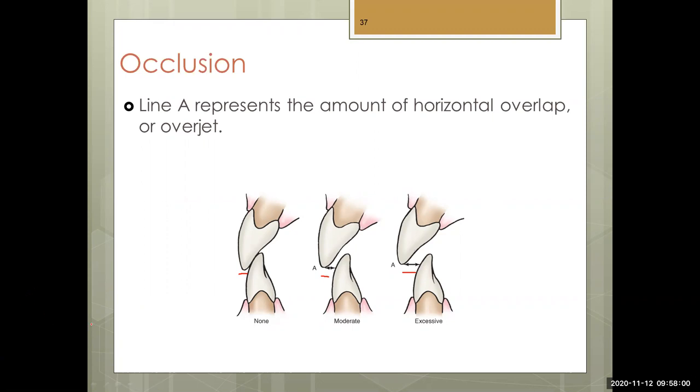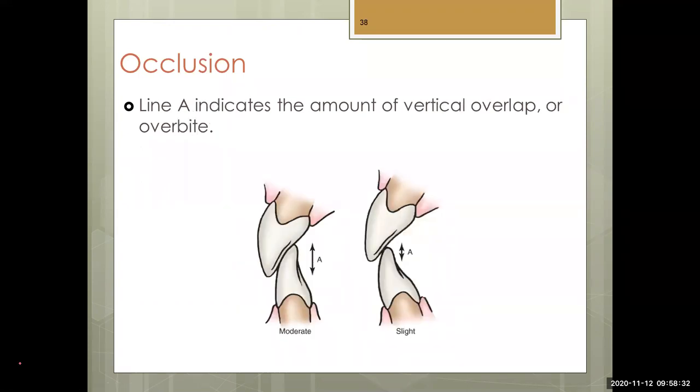So when we're talking about a class 1 occlusion, remember when we're talking about wear facets, the mandibular will have occlusal or incisal wear on the facial. This won't have as much wear. This won't have any wear, and that patient's probably still having mammillons at the age of 40 on the mandibular anterior.